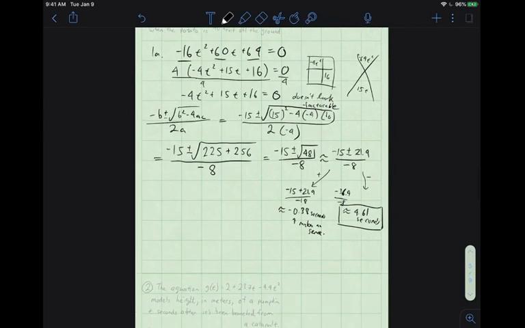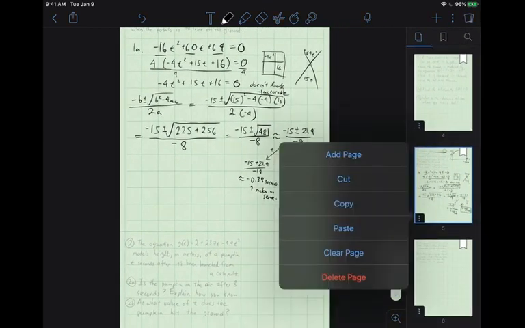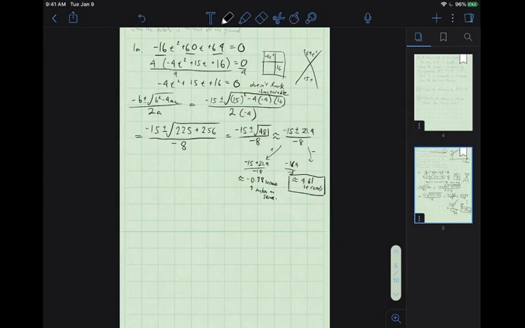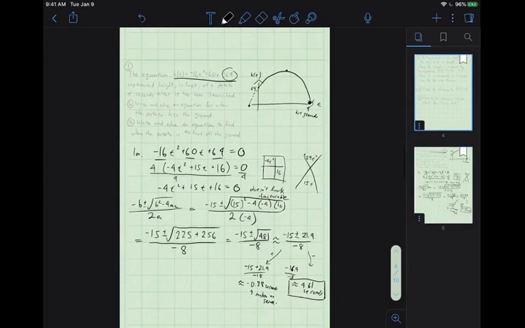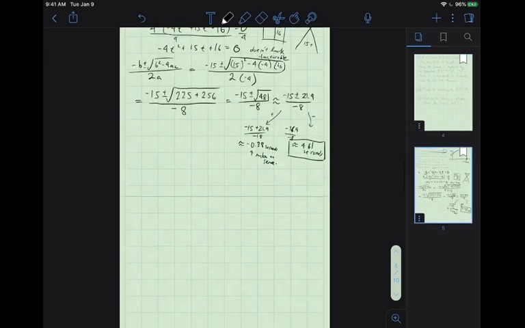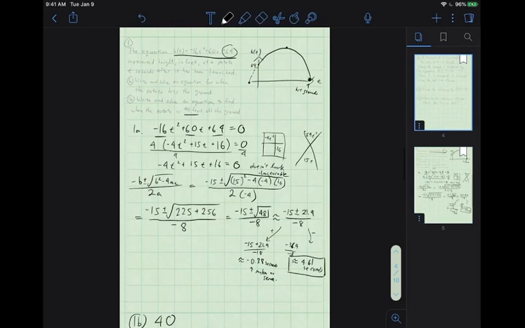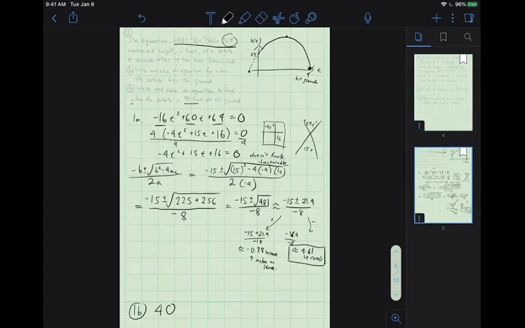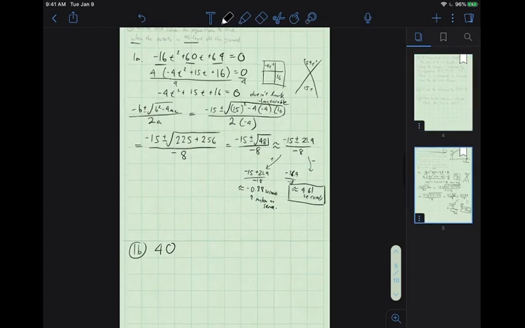For 1b, it looks like I'll need some more space. We look at our equation, and it wants us to solve that same one, but now when it's 40 feet off the ground. So for 1b, 40 feet off the ground, that's your height. And now we're looking for the time when the potato is 40 feet off the ground. H of t represents height, so this becomes your equation.